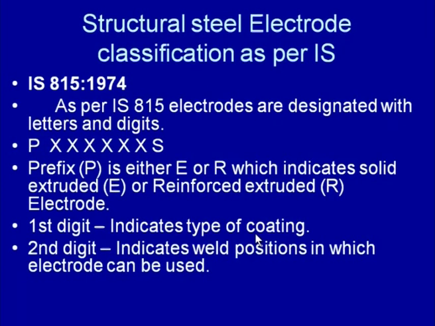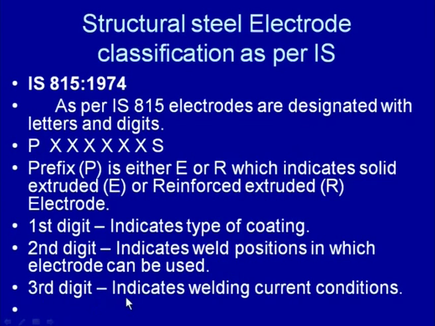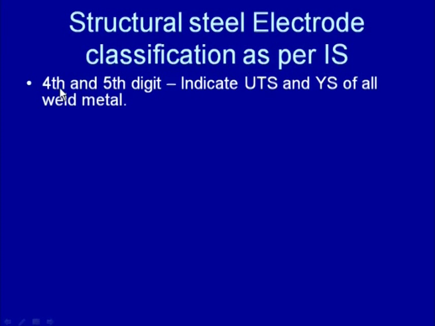So, a particular number is assigned for a particular type of coating, while the second digit indicates the welding position in which the electrode can be used, whether it can be used in flat, horizontal, vertical, overhead, or in all welding positions. The third digit indicates the level or range of current in which an electrode can be used. Further, the fourth and fifth digits are basically a set of 3 numbers which indicate the ultimate tensile strength and the yield strength of the weld metal. So, the fourth number indicates the ultimate strength, and the fifth digit indicates the yield strength of the weld metal.